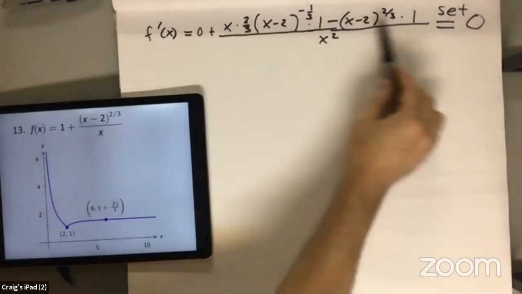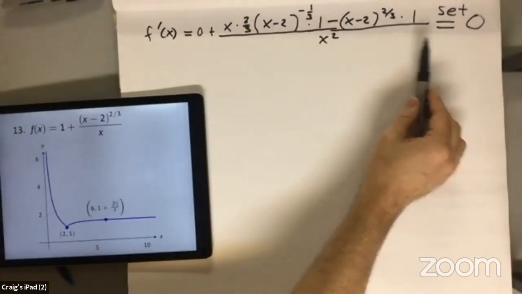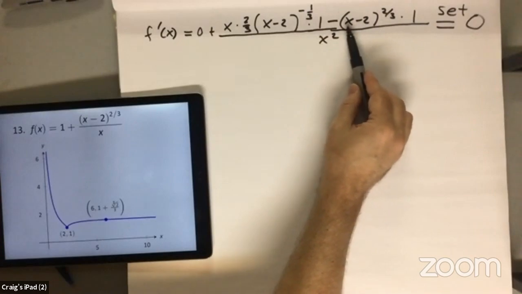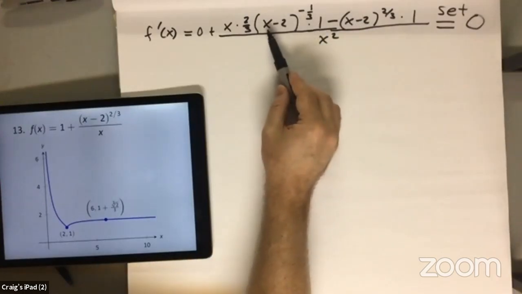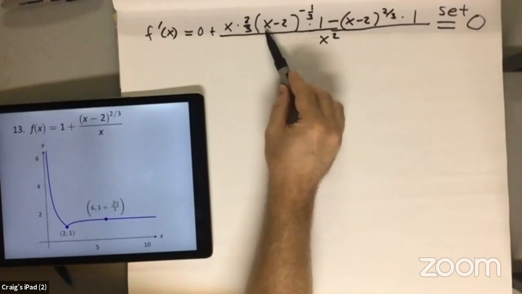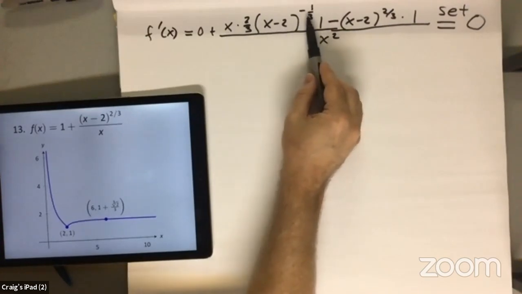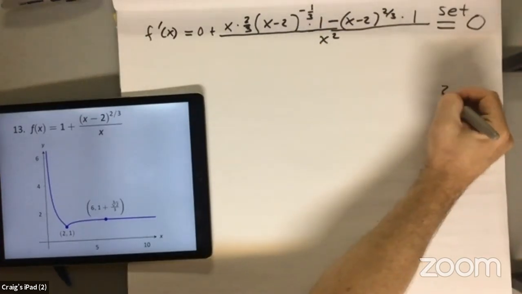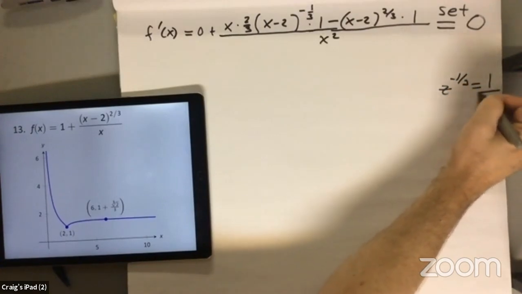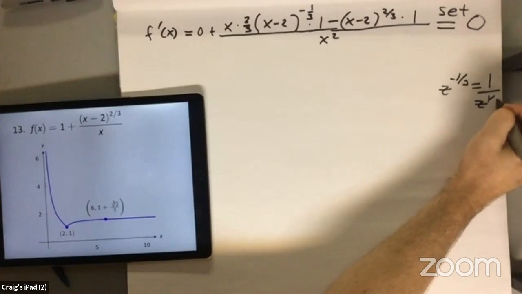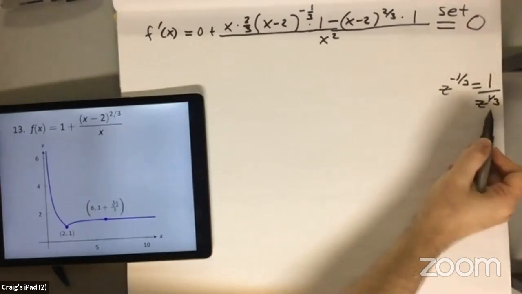Well, is that true? If x equals 2, does the derivative exist? The derivative is fine here. For x equals 2, we have 0 to the 2/3 power, and 0 to the 2/3 power is 0. We're fine. But this one is our problem. When x equals 2, and I put in 2 here, I get 0 to the minus 1/3 power. Now, z to the minus 1/3 power means 1 divided by z to the 1/3 power. The negative exponent means you divide by it algebraically.